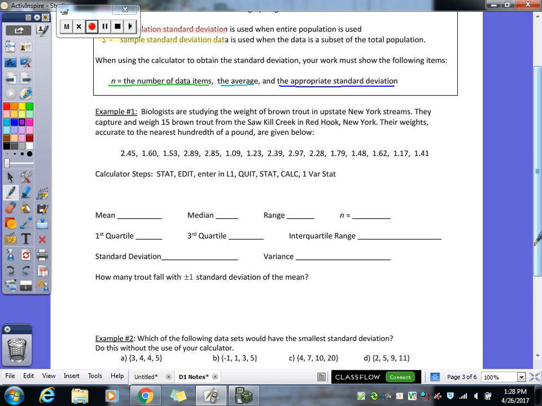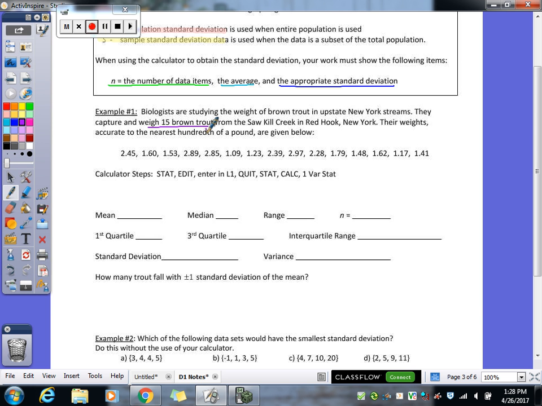We have biologists studying the weight of brown trout in upstate New York streams. They capture and weigh 15 brown trout from the Sawkill Creek in Red Hook, New York. Their weights, accurate to the nearest hundredth of a pound, are given below. So here's the weights of our 15 brown trout. They want us to figure out this information here.